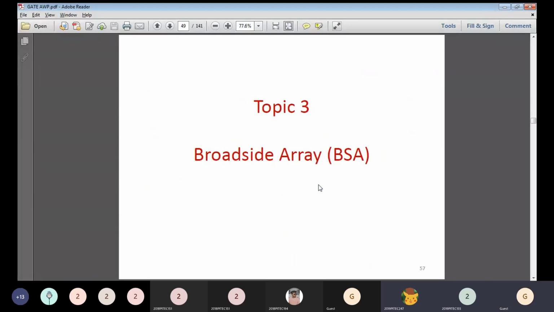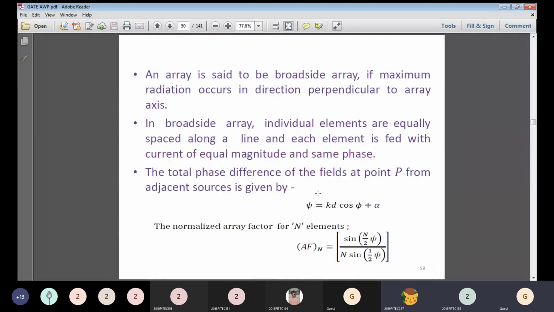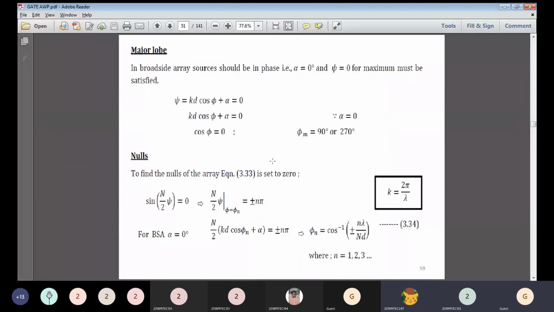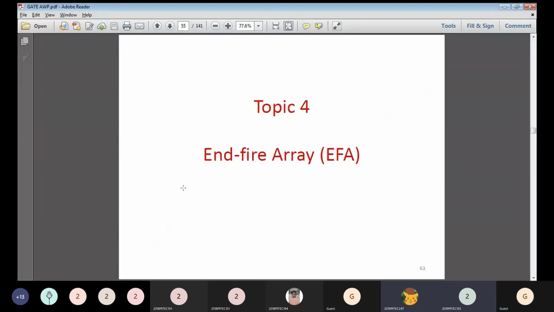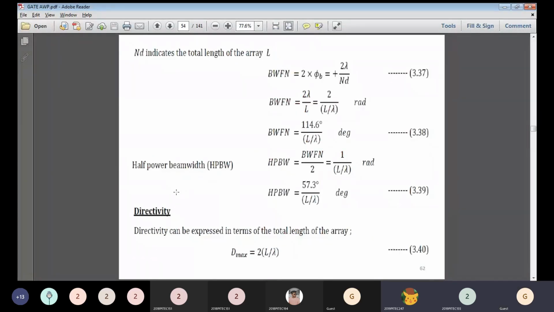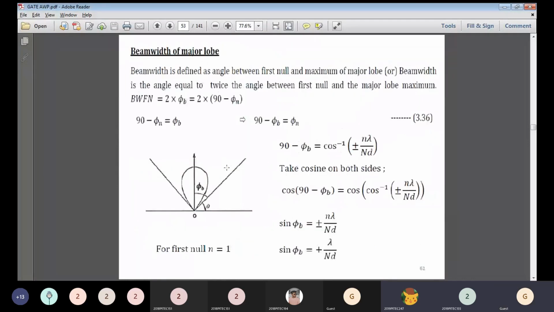Equal magnitude and equal phase. Don't forget, equal magnitude and equal phase is going to be called a broadside array. So this is the broadside array concept. Same here also, we are going to mark the major lobe and nulls, so that we get this, and finally we are going to draw the direction. Before that, we have to know about the concept of maxima and minima.